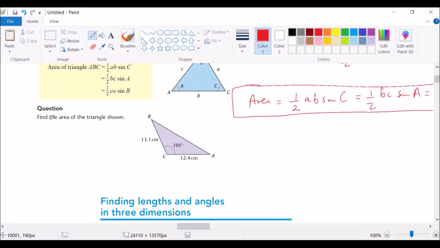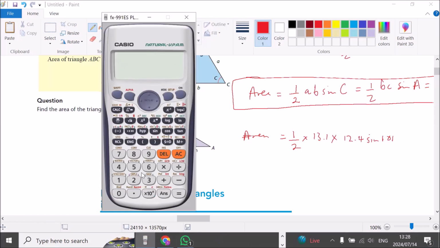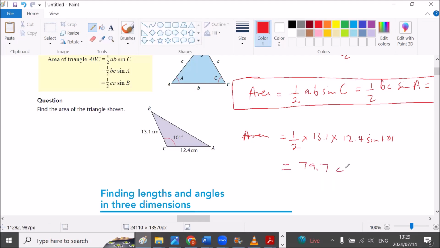Let's look at this example. Find the area of the triangle shown. So area, we are given this side and that side. So we can say half times 13.1 times 12.4 sine included angle 101. On our calculator, we say fraction, then 1/2 out of the fraction times 13.1 times 12.4 sine 101 close bracket equals 79.7 square centimeters to 1 decimal place.